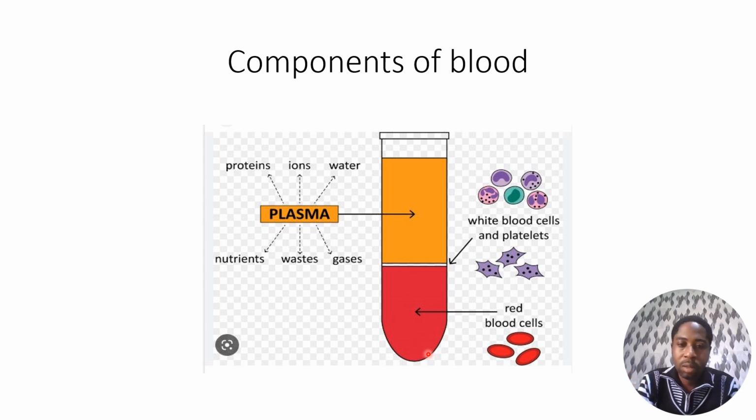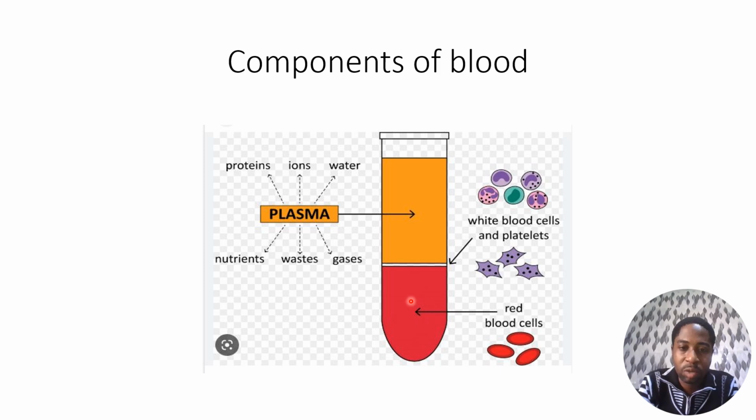Secondly, you can also leave blood in a test tube on a bench or on a flat surface for a very long time. When this happens, the blood will separate out into its various components. So the diagram that you see is blood which is separated out in a test tube into its various components. So the bottom half of the diagram is made of red cells.